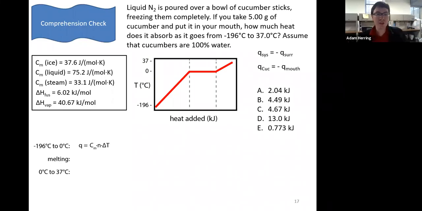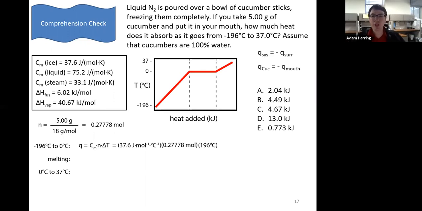Anytime we have a temperature change, we're going to calculate that by multiplying the heat capacity times the amount of substance and the temperature change. The amount of substance we can find by taking the mass and dividing by the molar mass. Again, we've assumed that it's 100% water, therefore we're using the molar mass of water. We have then just over 1/4 moles of water. So to find the heat involved to increase the temperature initially, we multiply the molar heat capacity times the number of moles times the change in temperature.